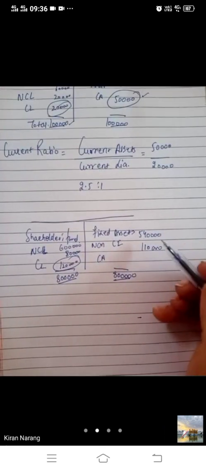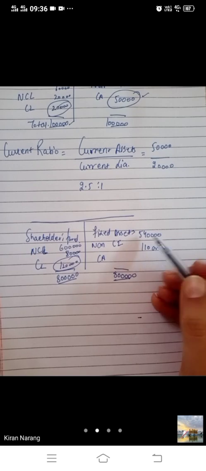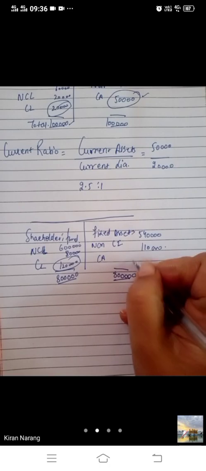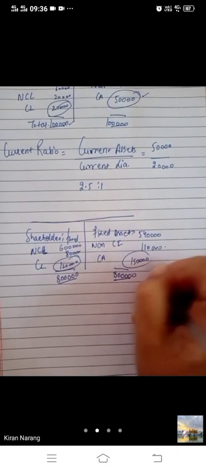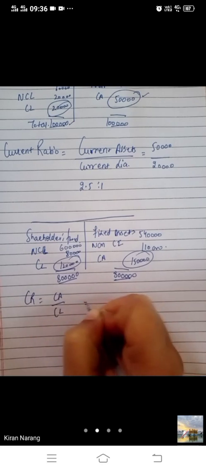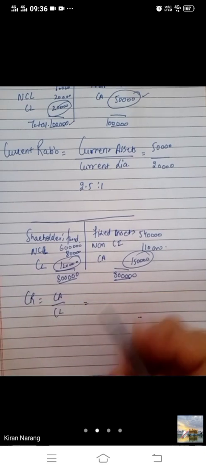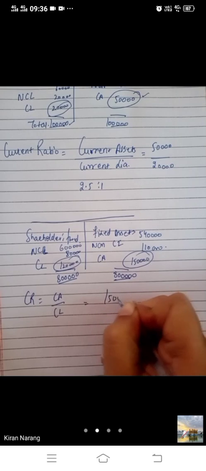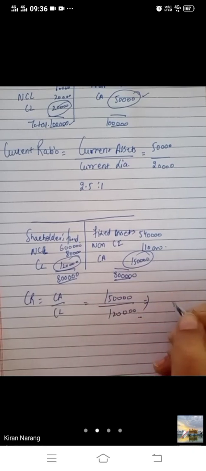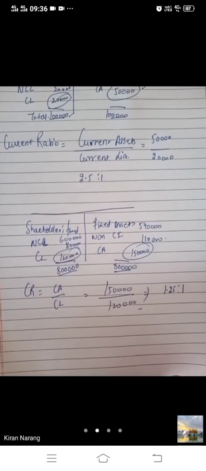Now here deduct 540 and 110, that means 6,50,000. The difference will be 1,50,000. It will be current assets. So write the formula. Current ratio is equal to current assets upon current liability. Current assets 1,50,000, current liability 1,20,000. The ratio will become 1.25 to 1, less than satisfactory. Any doubt?